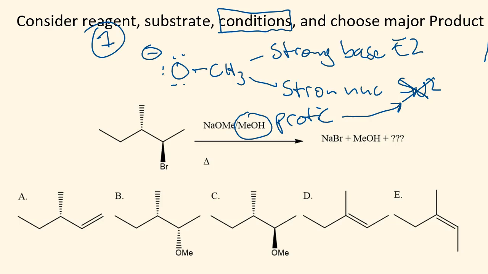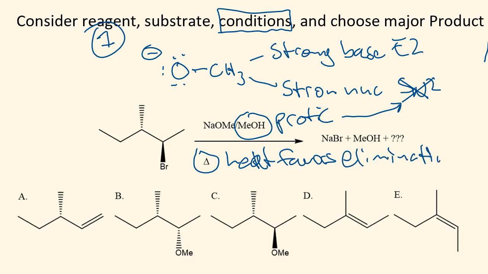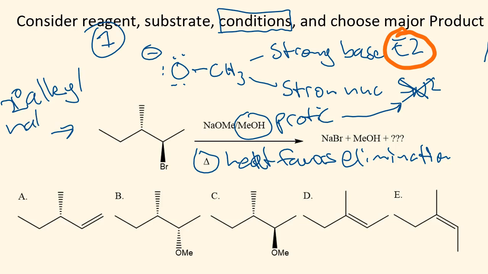Right? If we wanted to get this to go SN2, we would use a polar aprotic solvent. And the second thing is the temperature. Heat favors elimination, and the delta symbolizes heat. So that means E2 is likely based on the reagent and the conditions. Now we look at the substrate, which is a secondary alkyl halide, which is reasonable to undergo both SN2 and E2.